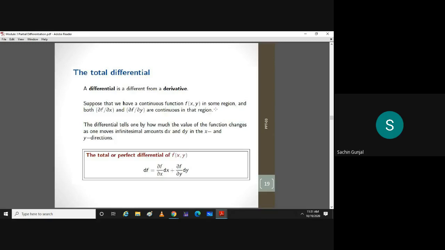Similarly, you can generalize this. If f is a function of x, y, z, then there will be an additional term ∂f/∂z dz, and so on.